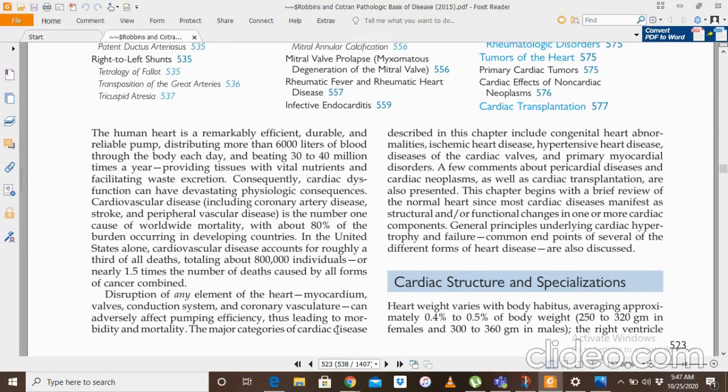The two main diseases of the cardiac valves, as we already know, are stenotic cardiac valves and regurgitant cardiac valves, and then the primary myocardial disorders. A few comments about pericardial diseases and cardiac neoplasms, as well as cardiac transplantation, are also presented. This chapter begins with a brief review of the normal heart, since most cardiac disease manifests as structural or functional changes in one or more cardiac components. So we will start with the normal anatomy and function of the heart, then go towards the pathology. General principles underlying cardiac hypertrophy and failure, common endpoints of several different forms of heart disease, are also discussed.